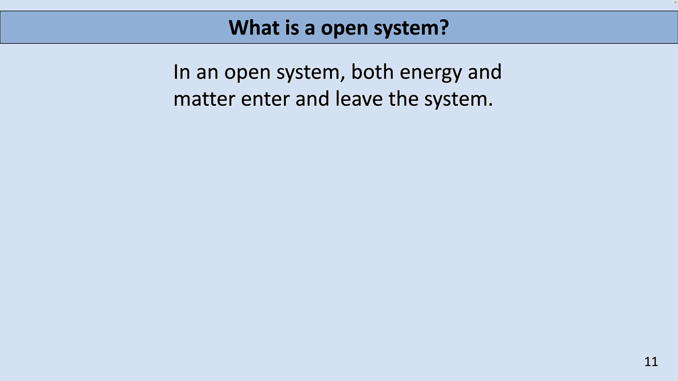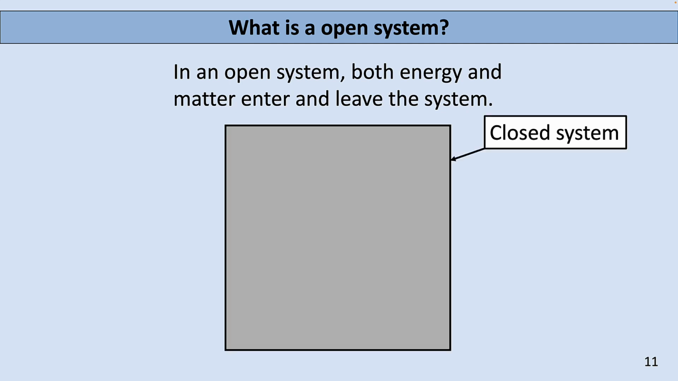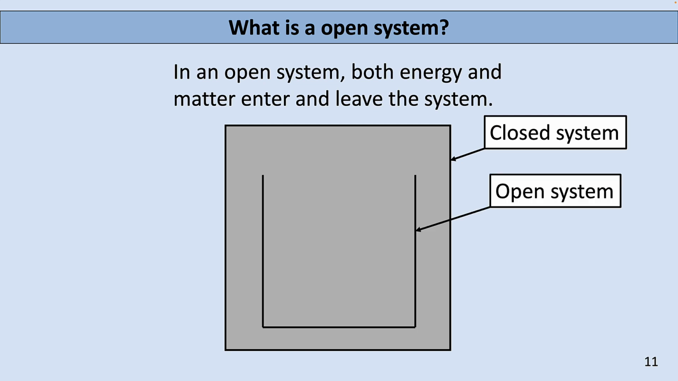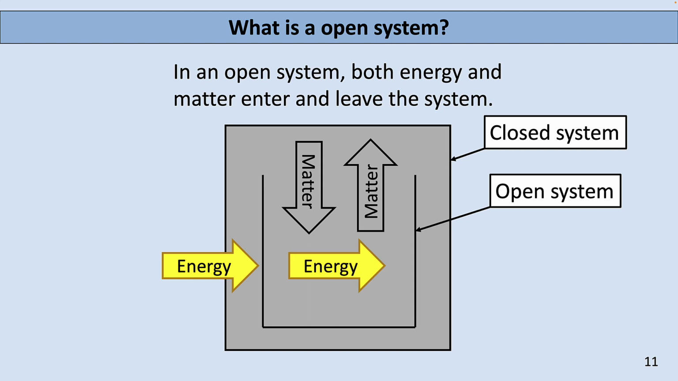We'll put an open system within a closed system. Here's a closed box for the closed system. We'll use an open-top box for the open system. Matter flows into and out of the open system from the closed system. Energy flows into the closed system, through the open system, and then out of the closed system.